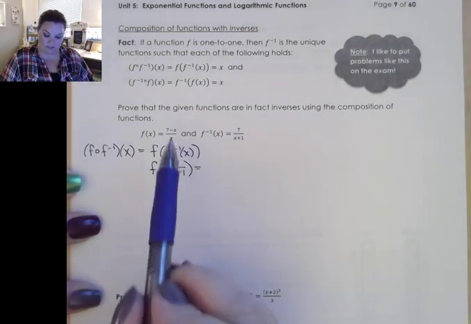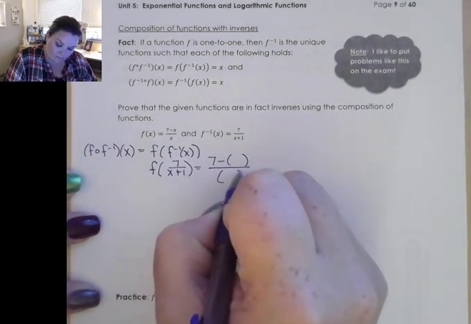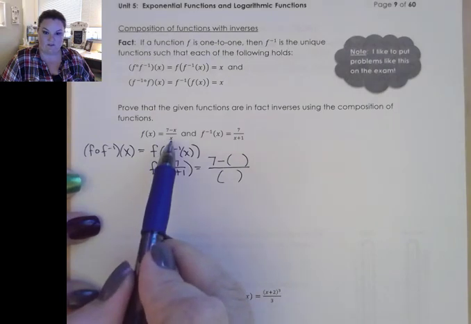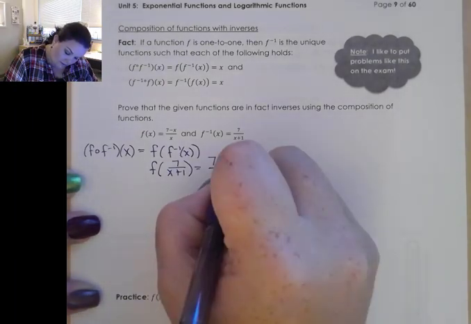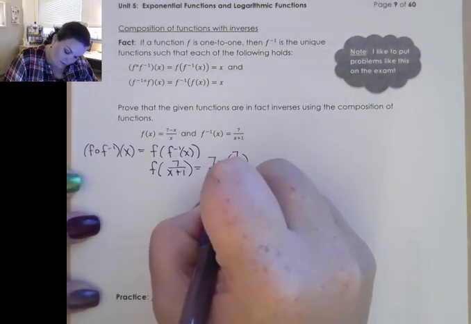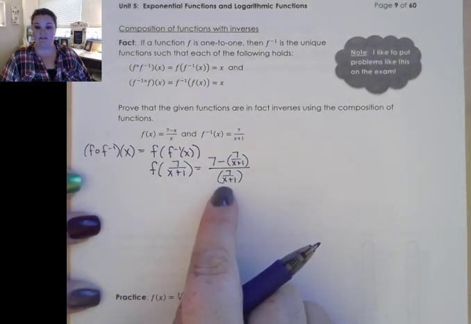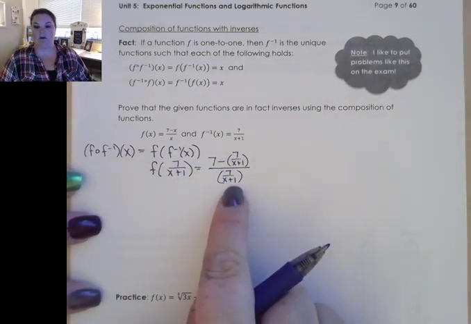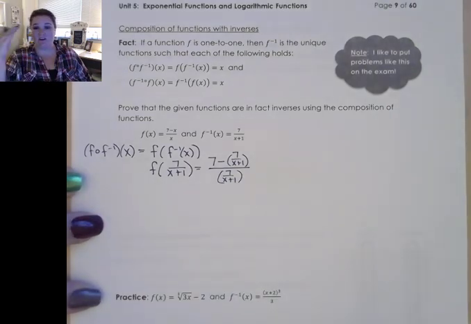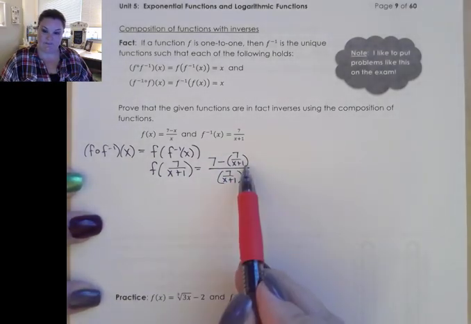My original function says to do 7 minus my input and divide it by my input, right? So I'm putting in 7 over x plus 1 for my input, 7 over x plus 1, 7 over x plus 1. Now this should simplify down to x if these are in fact true inverses. So I'm going to go ahead and use our little shortcut. Remember how we can multiply everything on top and bottom by the same value? It's like multiplying by a form of 1. So the thing that I want to multiply everything by is x plus 1.